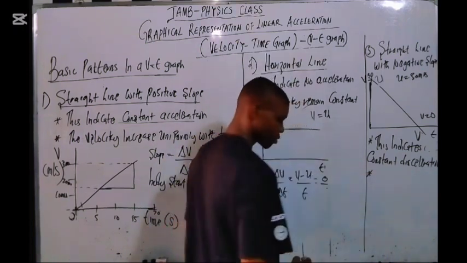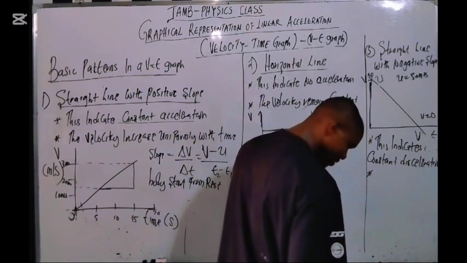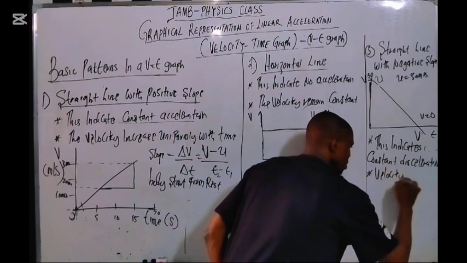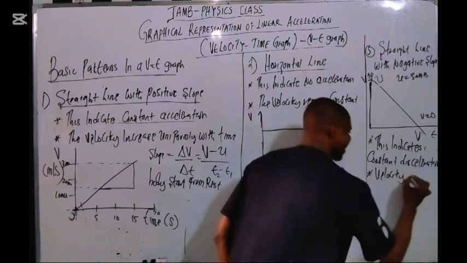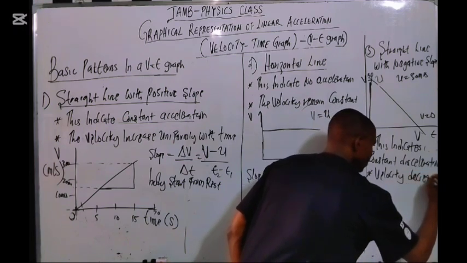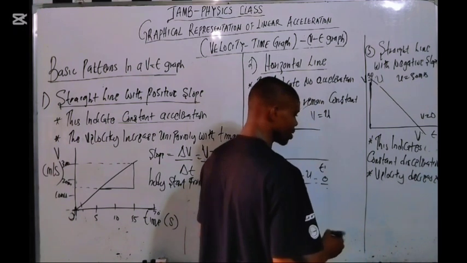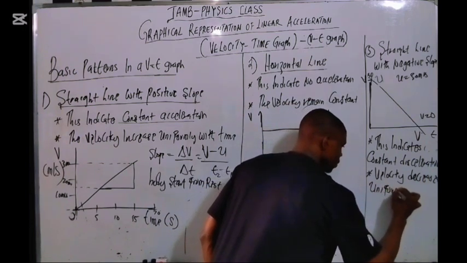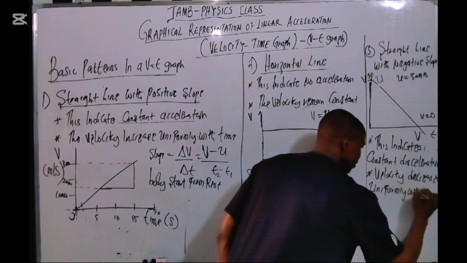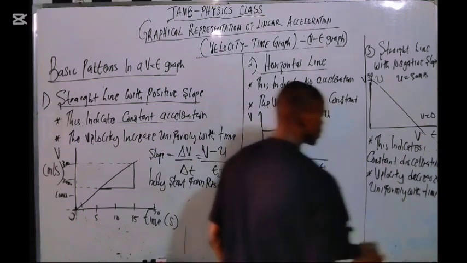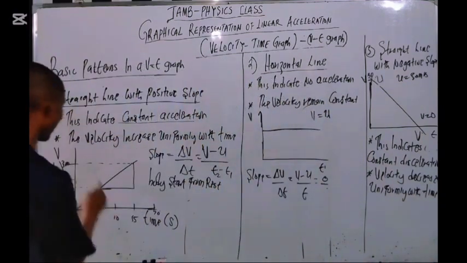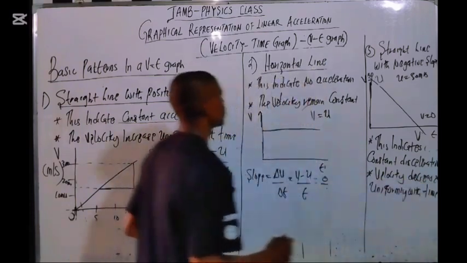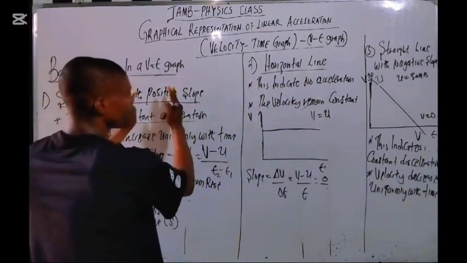Two, velocity decreases uniformly with time. This is what you want to understand here. Velocity increases uniformly with time, and velocity decreases uniformly with time. So these are the three things you need to understand here.